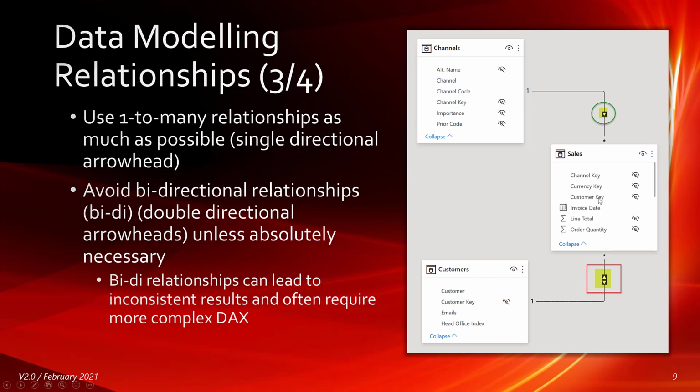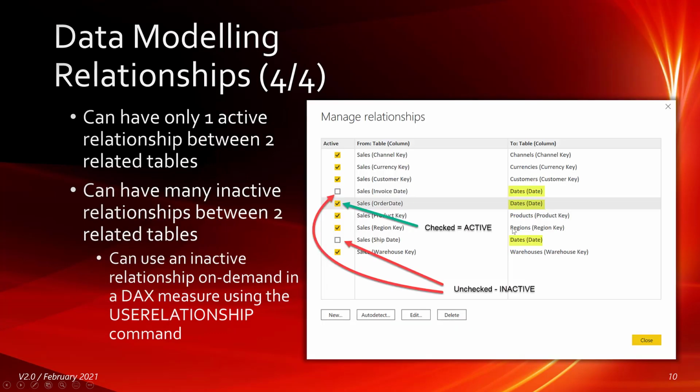And one wants to avoid bidirectional relationships, which is also called bi-di, and can be denoted in the model view by seeing double directional arrowheads. Please avoid these unless absolutely necessary. Bidirectional relationships can lead to inconsistent results and often do require more complicated DAX.